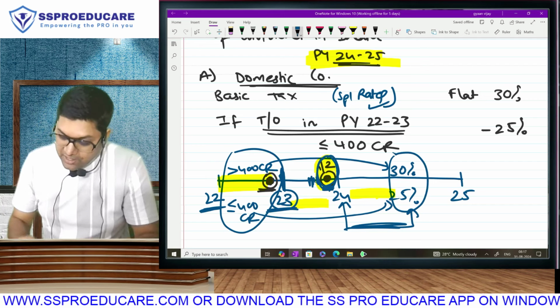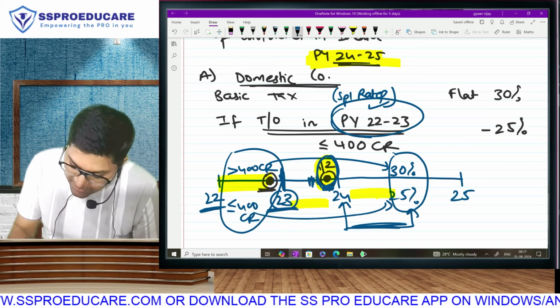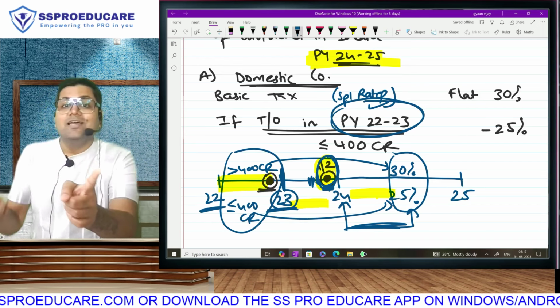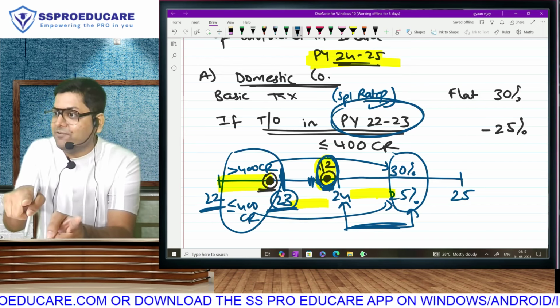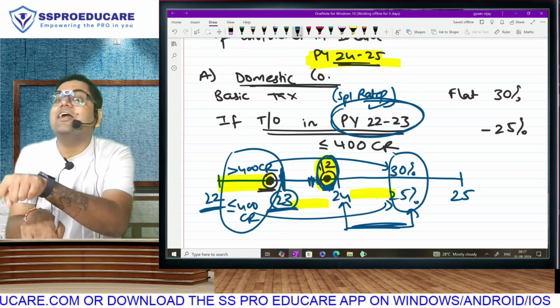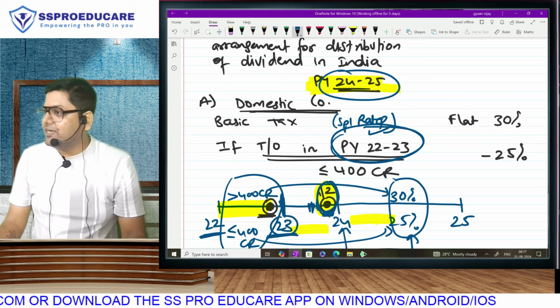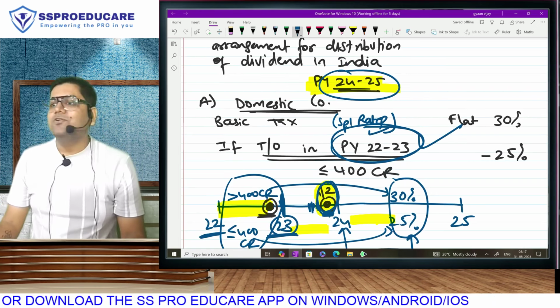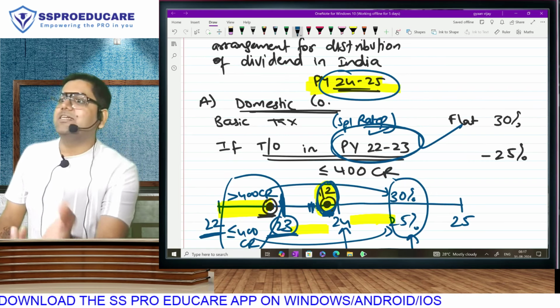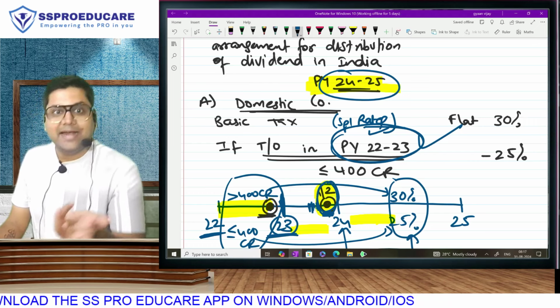But still, if you ask me, this is still an amendment. Because last year, students had to give the exam of PY 23-24 and check turnover of PY 21-22. Now we are giving the exam of PY 24-25, so we will check turnover of 22-23. Coincidentally, they have not changed that 400 crore, but they can at any point of time.